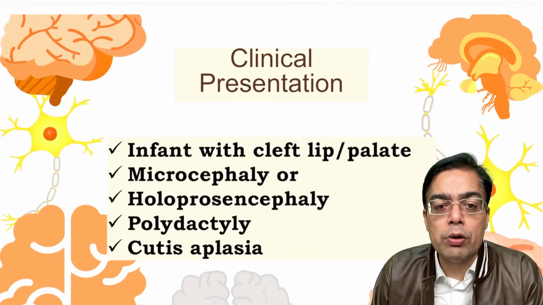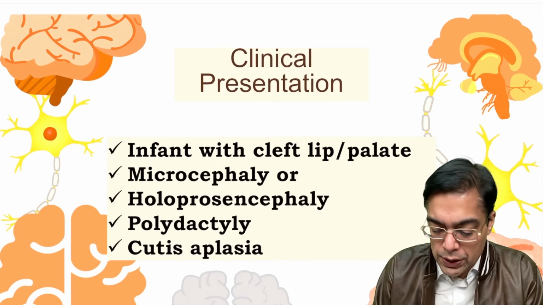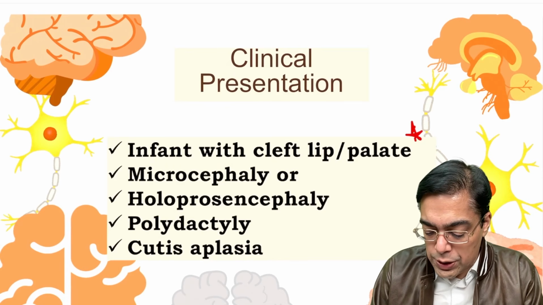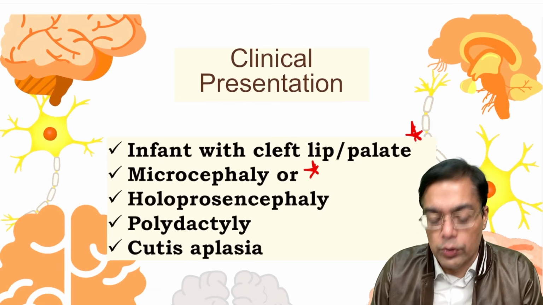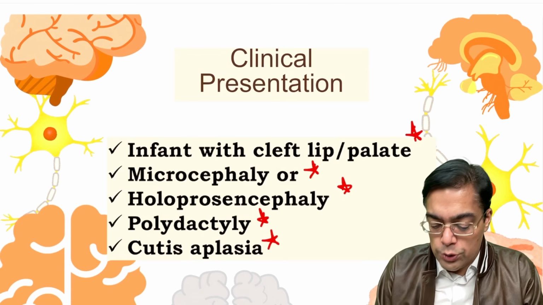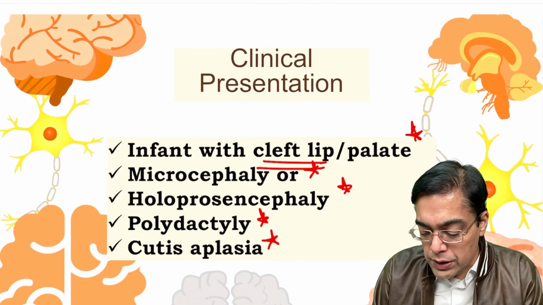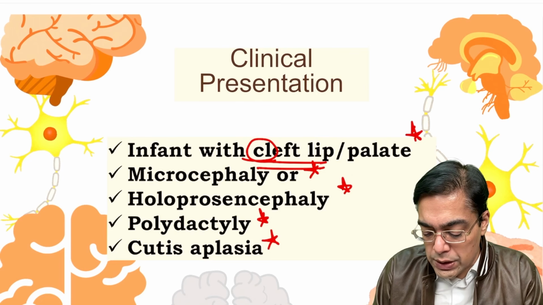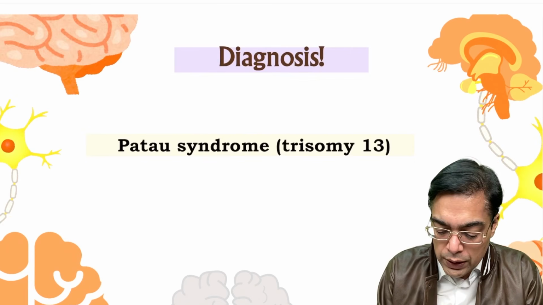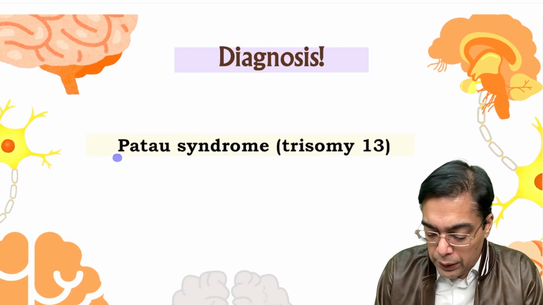The next one we talk about is again going to be a pediatric presentation of a patient having the presence of a cleft lip and palate. Patient is going to be having a small size head, that means microcephaly. There can be a presence of a skull defect given the name of holoprosencephaly, and there is a presence of polydactyly and cutis aplasia. So an infant having the presence of cleft lip and palate, presence of polydactyly, presence of a small size head. Yes, we are thinking in terms of a condition that is given the name of Patau syndrome.